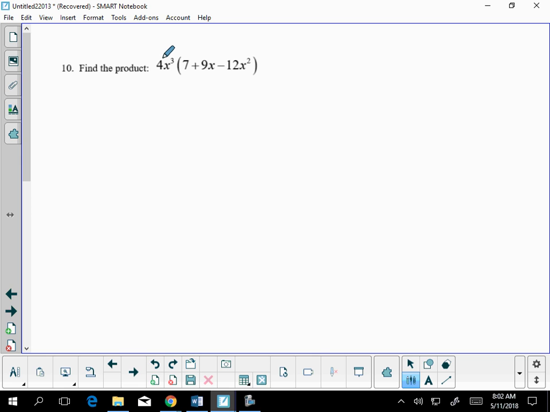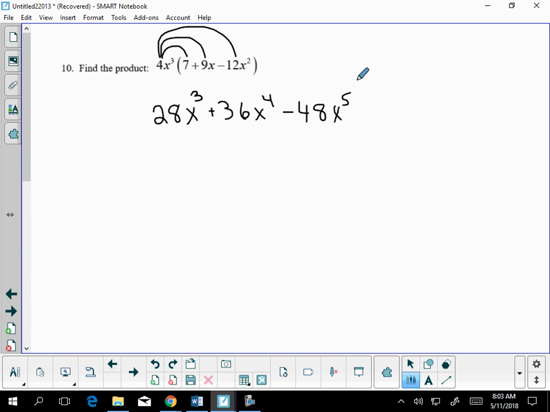Number 10, finding the product. You just want to distribute 28 x cubed, 36 x to the fourth, and oops, that's not a plus, that should be a minus. Minus, because 4 times negative 12 is a negative, 48 x to the fifth. All right, there you go.